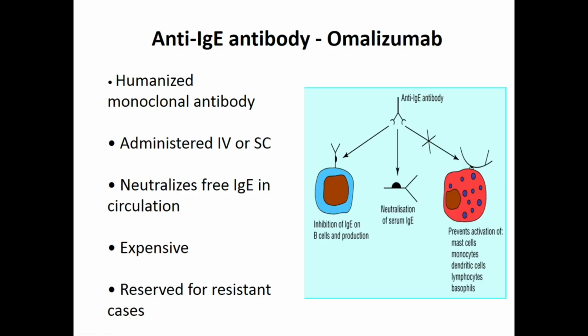The last drug is omalizumab. This is an anti-IgE antibody, anti-IgE inhibitor. That means it inhibits IgE action. So it neutralizes free IgE in circulation, but it's very expensive. It's reserved only for resistant cases. It's a monoclonal antibody.